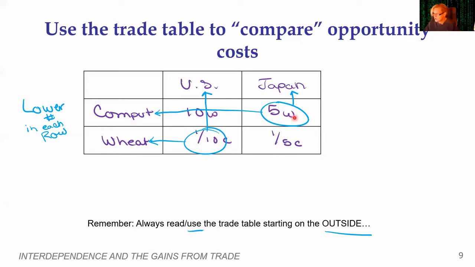See these little W's and C's? Some people like to start on the inside and work their way outward. If you do that, you'll end up with the wrong answer. So remember, always work the trade table from the outside to the inside. So we're going to start out here either with our countries, or we're going to start off with our products, right? So as I read the trade table, I went computers, Japan, okay? Starting at the outside rows, wheat, US, or I could start up here and say US, follow it down to wheat.